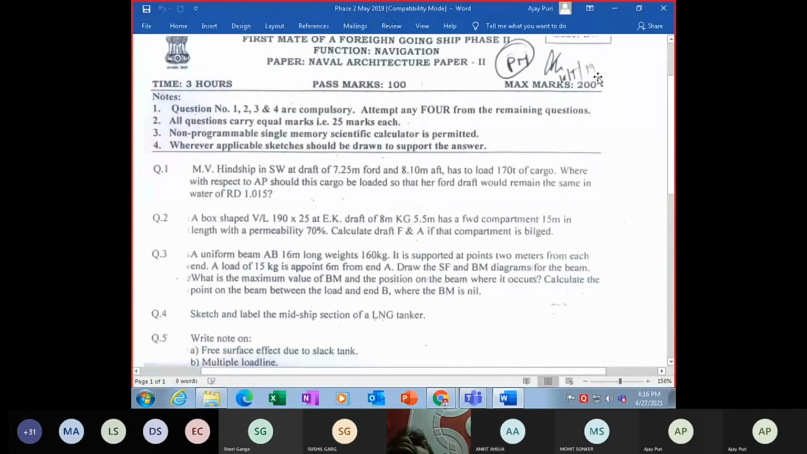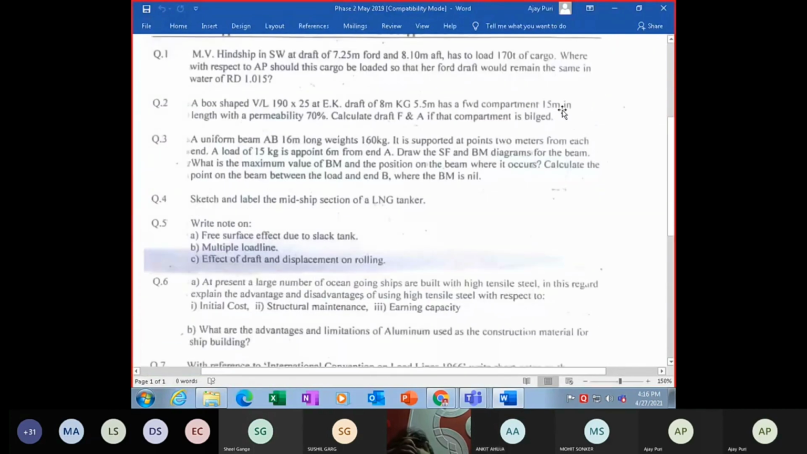A 2019 question of July. So this is the MMD paper for the LNG tanker midship section. Draw and label, no explanation. Write on the FSC due to slack tank, multiple load lines, effect of draft and displacement on rolling.